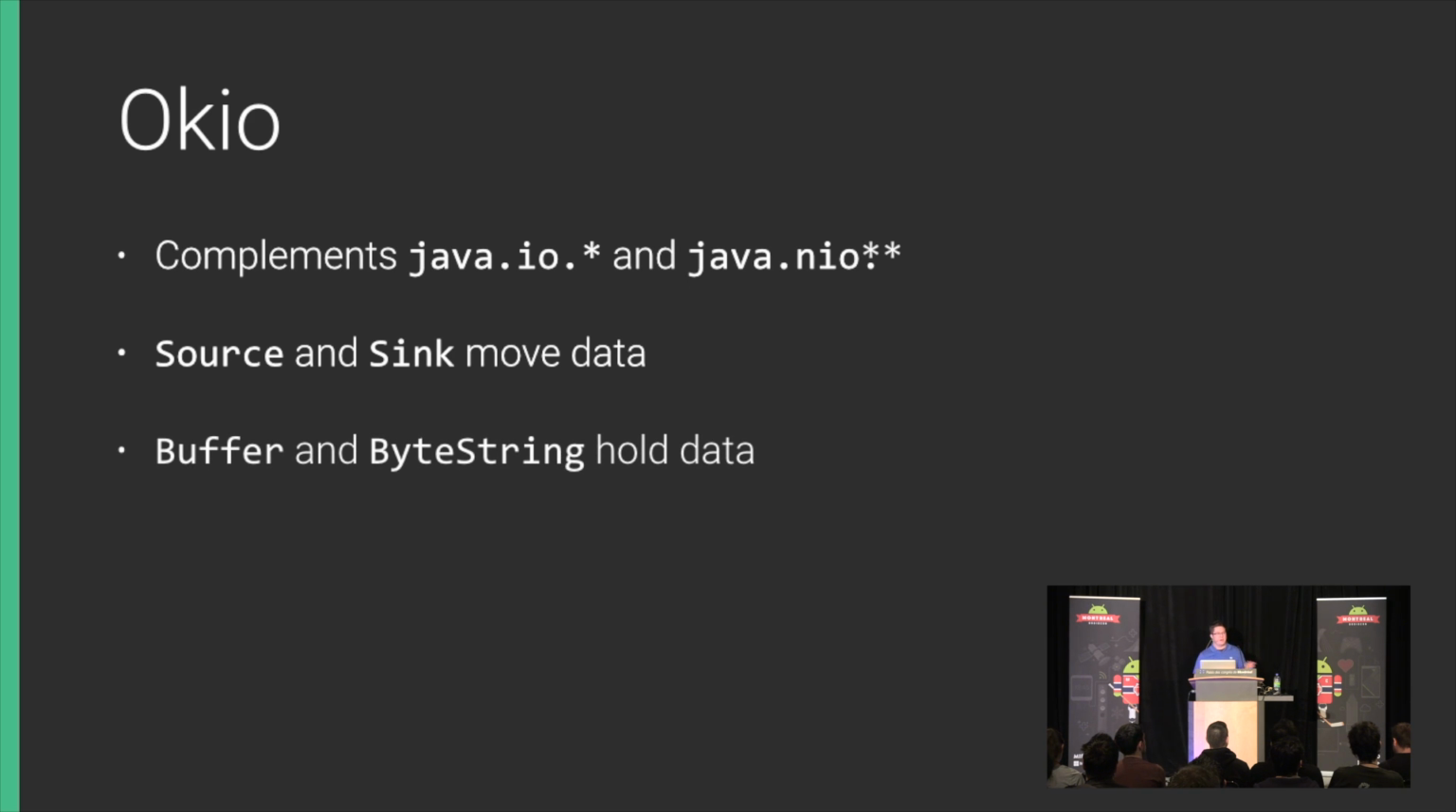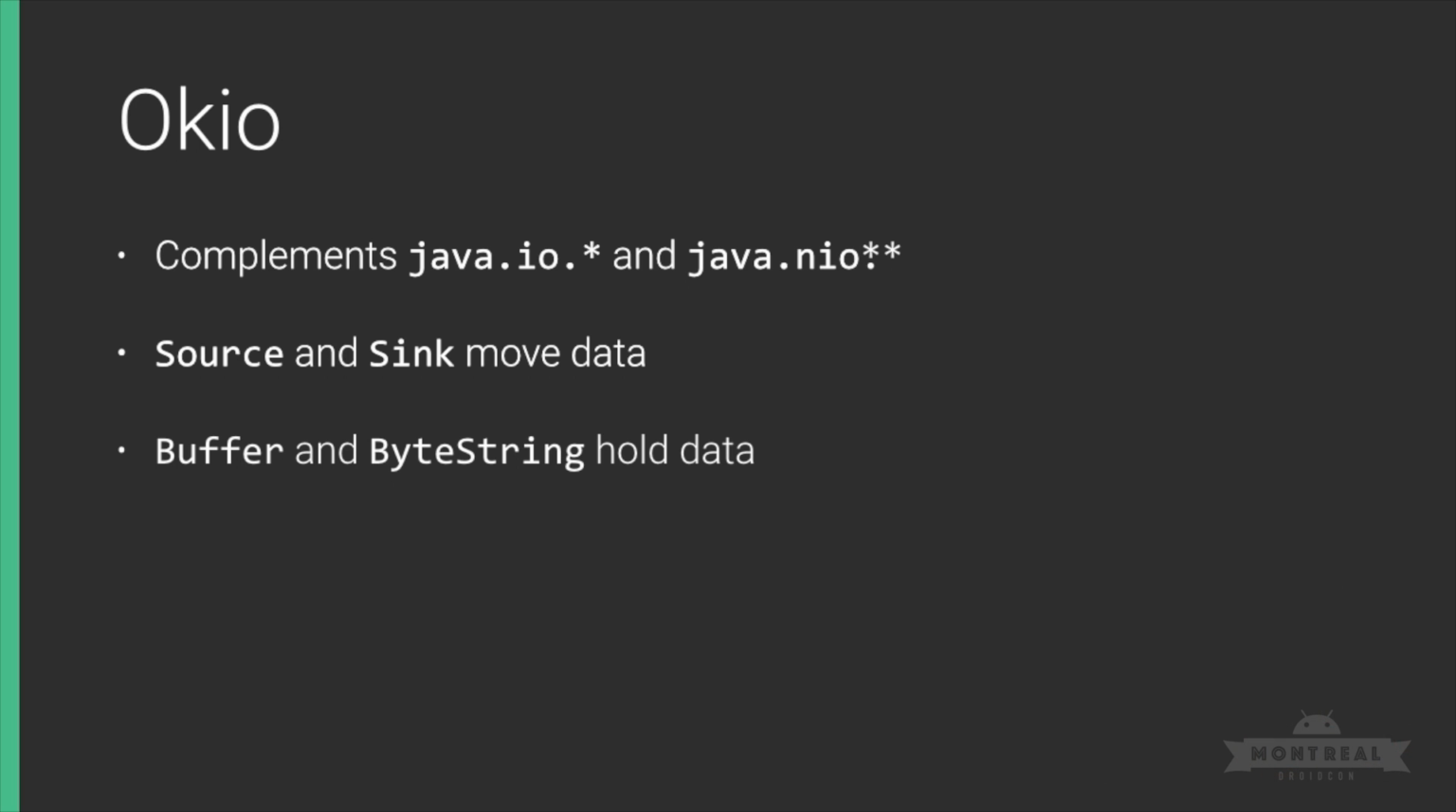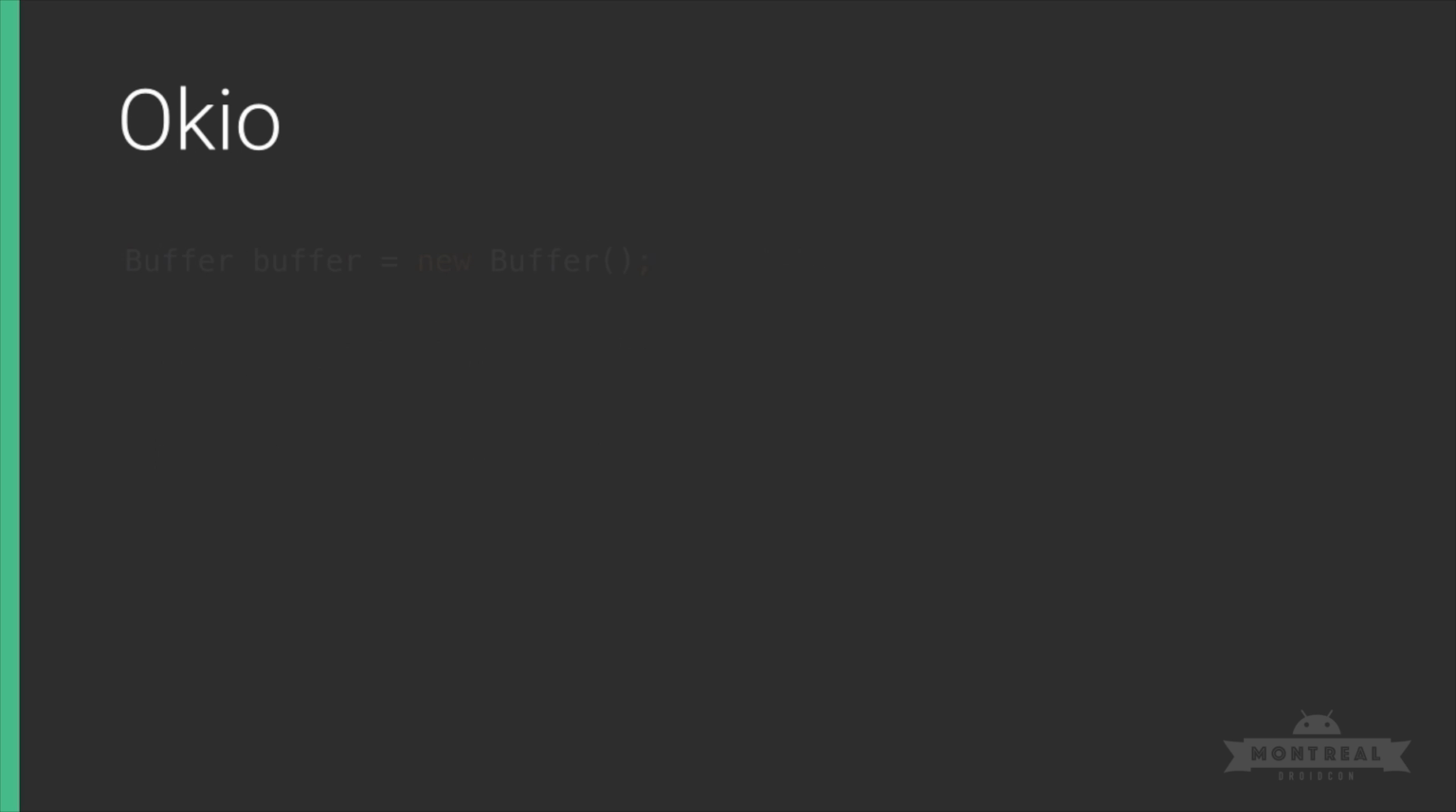So we saw a Buffer in that class. There are two classes for holding data in OkIO. Buffer is the main one, which is a mutable data store. And there's something called ByteString, which I'm actually not going to cover, but it's just an immutable set of bytes. So the behavior of Buffer is what's most important to understand in OkIO, because it's really the core of how data moves around in the library.